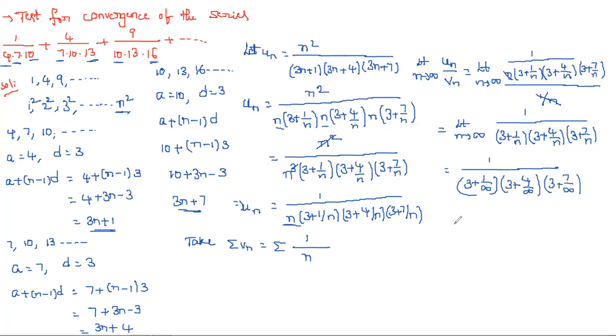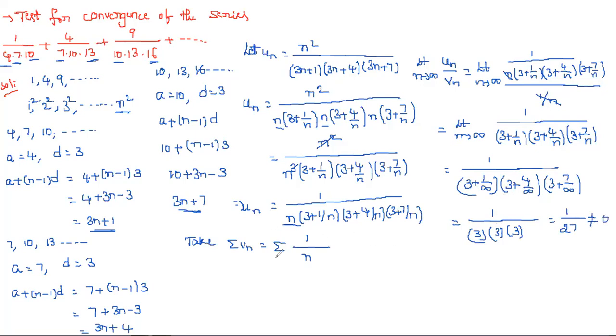So we know that anything by infinity is 0. So further simply what we'll get? 3 into 3 into 3. Why? Because 3 plus 0, 3 plus 0, and 3 plus 0. So this is nothing but what we got, 1 by 27. Is this equal to 0? No, it is not equal to 0.